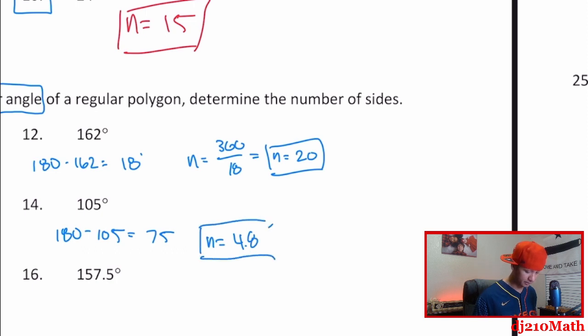Might have to check the key on whether they're supposed to be decimals like this. So 180 minus 157.5, the exterior angle is 22.5. So 360 divided by 22.5 gives us n is equal to 16.